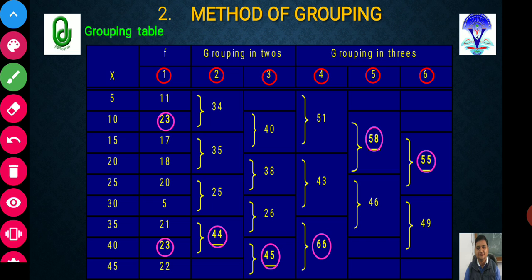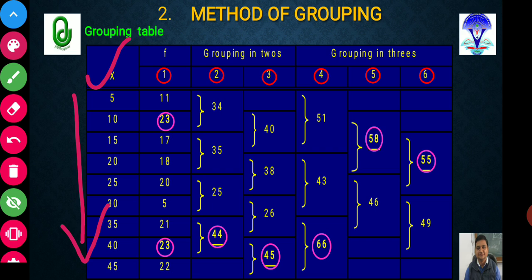In the grouping table, in the first column you write the value, the x value that we have already seen in the example. The x values are 5, 10, 15, 20, 25, 30 up to 45. So first you put the value of x, that is the class value. In the second column you write the frequency.